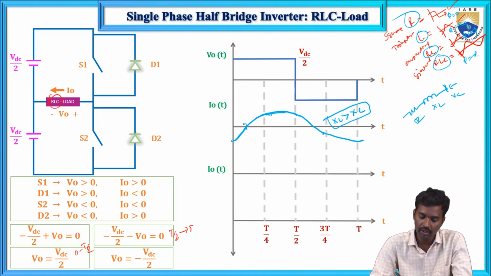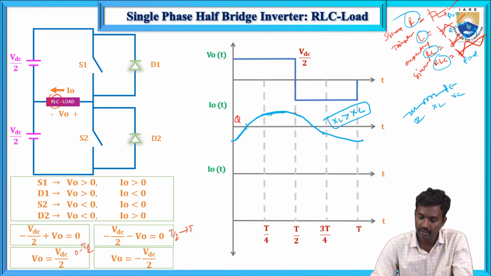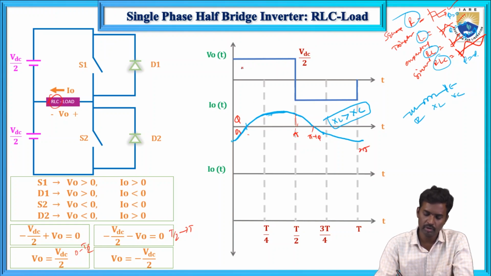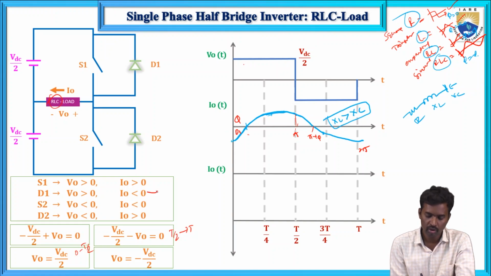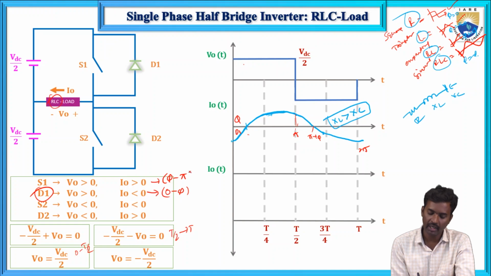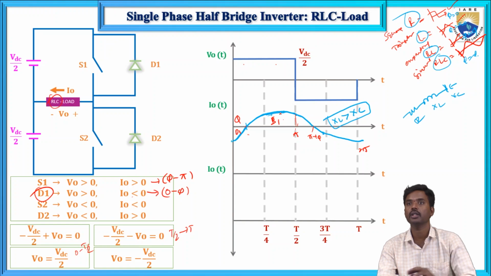So now here, this is the phi. Let me change the color over here. This is the phi duration, and up to this angle is pi. So this is the phi duration, this is pi, this is pi plus phi, and this is 2 pi. Here this is positive and this one is negative. So from 0 to phi duration, D1 diode will conduct, and from phi to pi, S1 thyristor will conduct, and here it is positive and here it is positive.